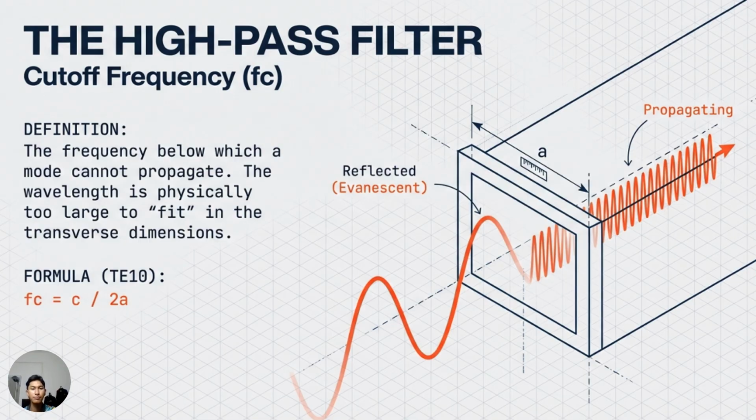For cut-off frequency, the cut-off frequency is the minimum frequency required for a waveguide mode to propagate. For the TE10 mode, the cut-off frequency is given by fc = c / 2a, where a is the wider dimension of the waveguide. From this equation, we can say that below this frequency, the wave cannot physically fit into the transverse dimensions of the waveguide.